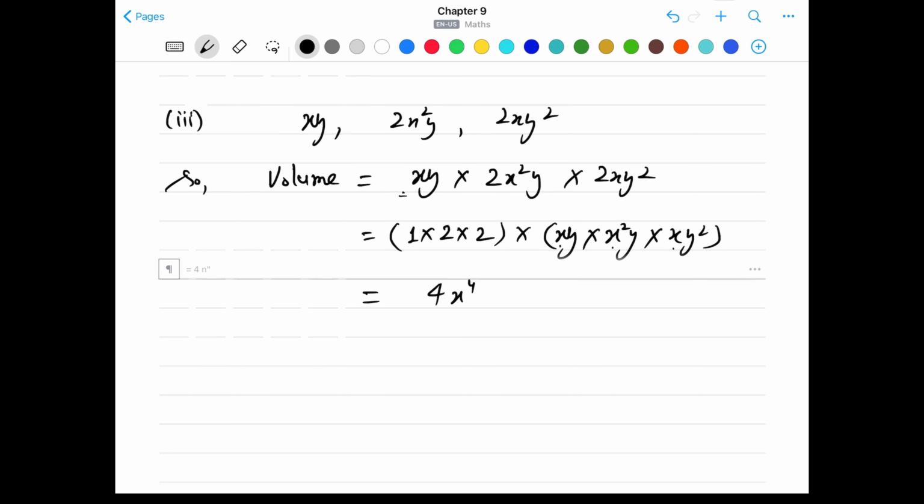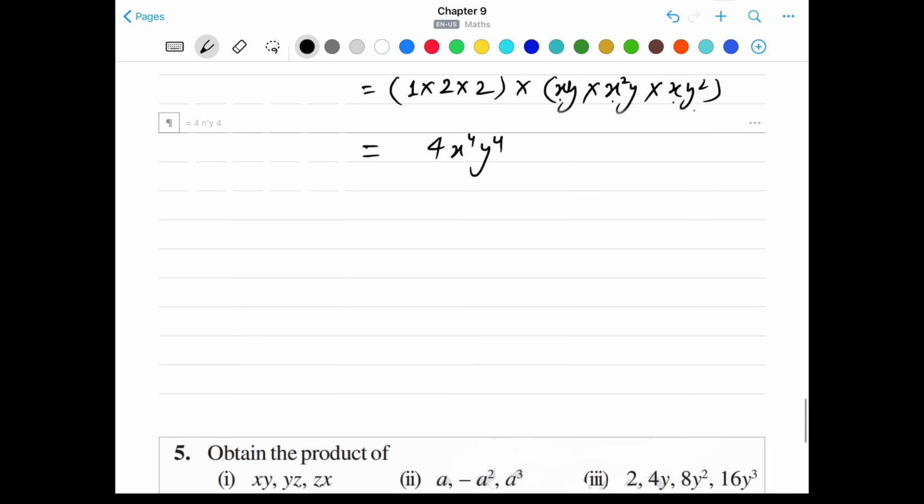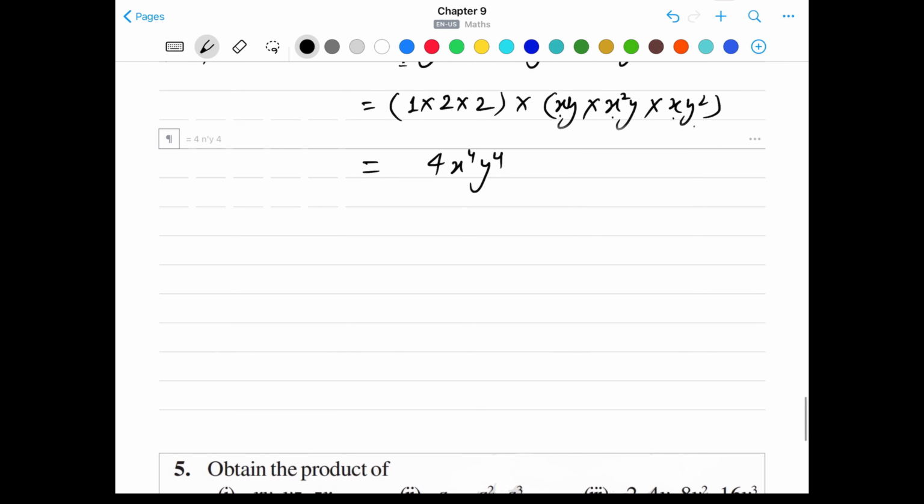Similarly, we have 1y here, 1y here and 2y's here. This will become y power 4. So that's the volume for the part third. Now let's move to the fourth one.